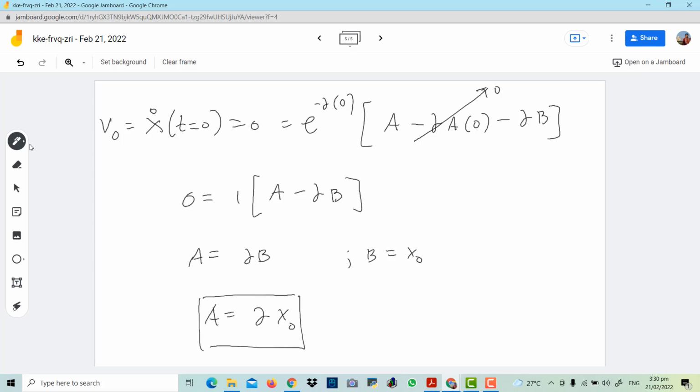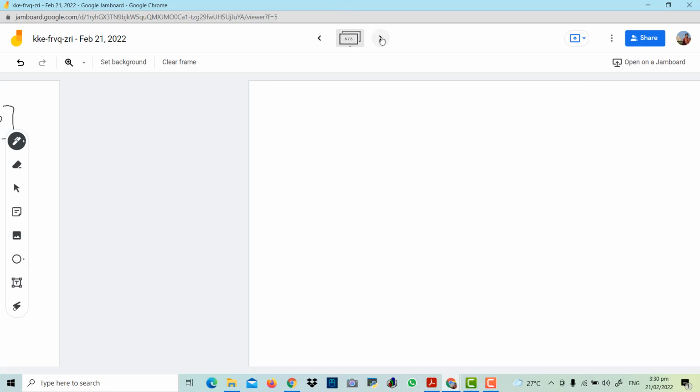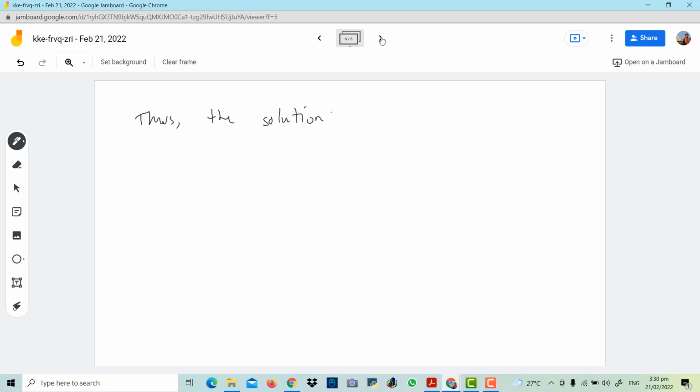Okay, so I know now a equal to gamma x naught and b is equal to x naught. So therefore, thus, the solution, meaning the solution we are looking for, is x of t. X of t now is equal to e to the minus gamma t times at plus b.